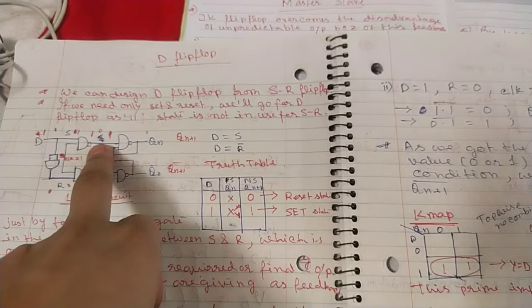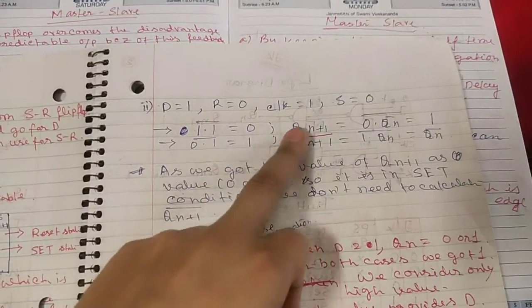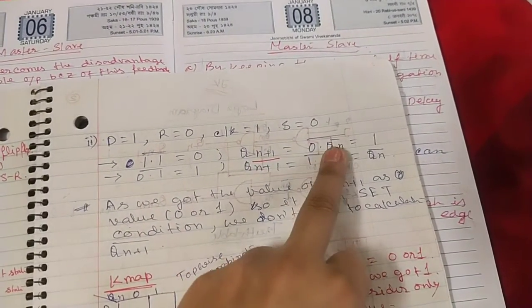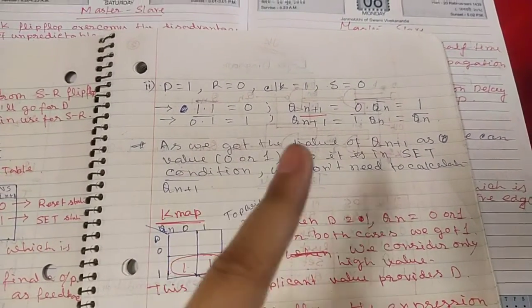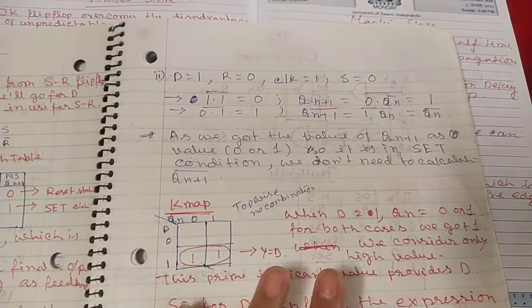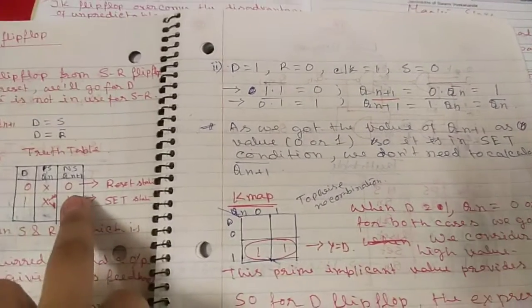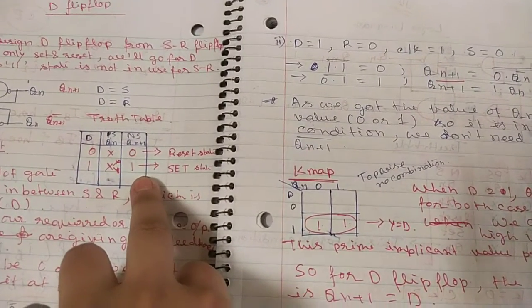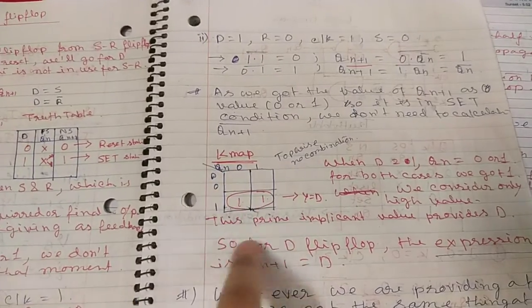1 into 1 into 1, then whole bar equal to 0. So Qn plus 1 is equal to 0 into Qn bar equal to 1. Okay, so Qn plus 1 value is Qn plus 0 into Qn bar, then that is 0 bar equal to 1. So if we get the value of Qn plus 1 equal to 1, this is the set condition, not the reset condition, as our next state value is set, and this is 1.